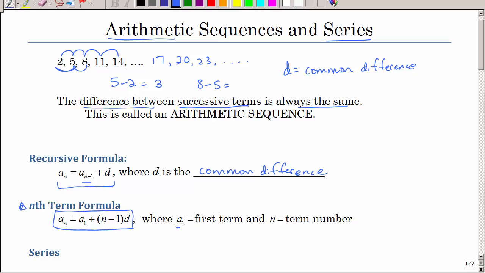where the a1 of course is the first term, n is the term number, like what place in line. Remember, n is also our domain. It starts out with positive whole numbers, 1, 2, 3, 4, 5. So if n is 5, that means it's the fifth one. So in this case, the fifth one would be 14. That means a sub 5 is equal to 14. And of course that d is the common difference.